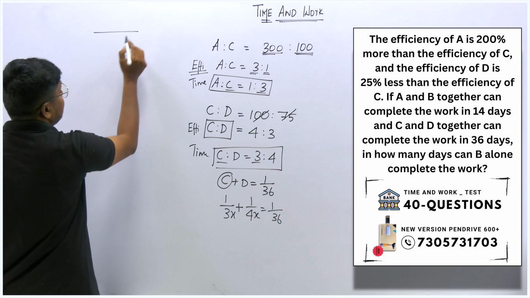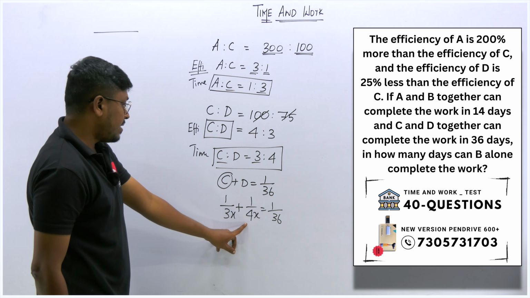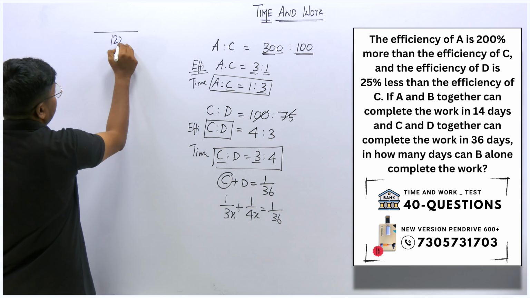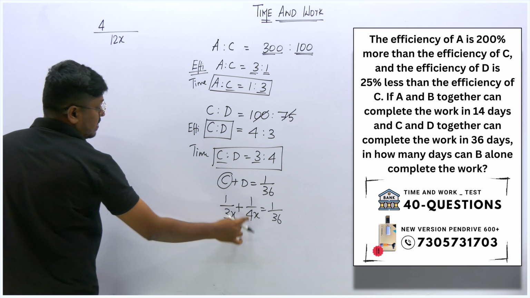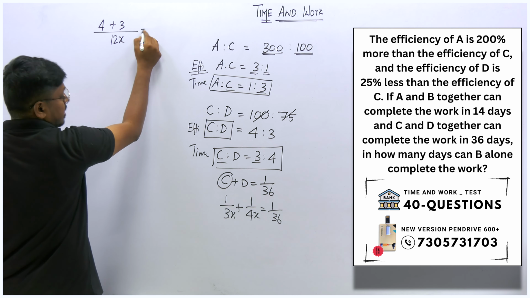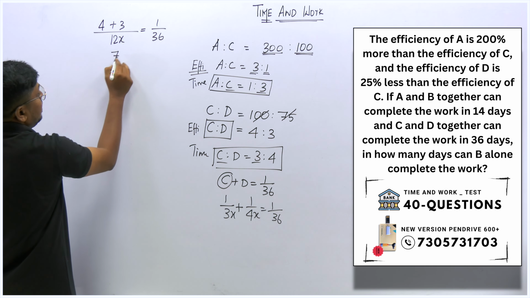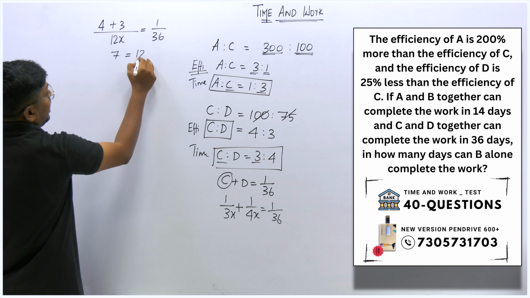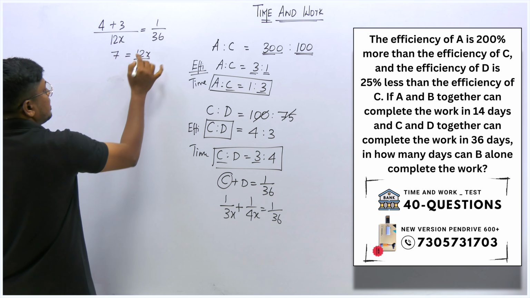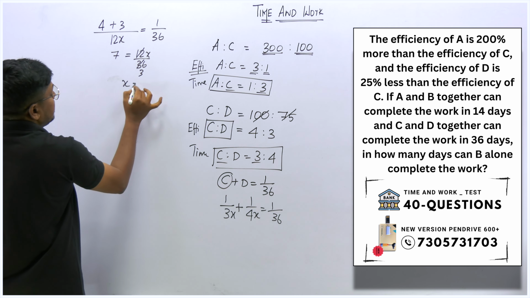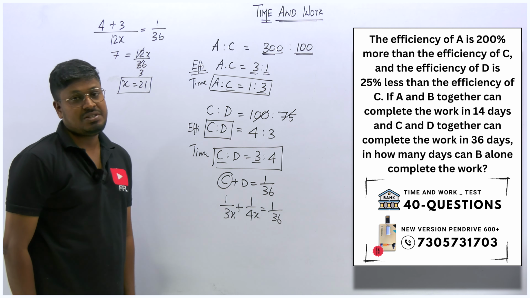So when you take the LCM as 12x, 3x and 4x, 12x can be the LCM. When you take 12x, this will be 4 times, so 4, and this will be 3 times, so 3, is equal to 1 by 36. So this will be 7 is equal to 12x by 36. Again, x is equal to, we can cancel this 3 times, so x is equal to 21. So finally we got the value of x, which is 21.